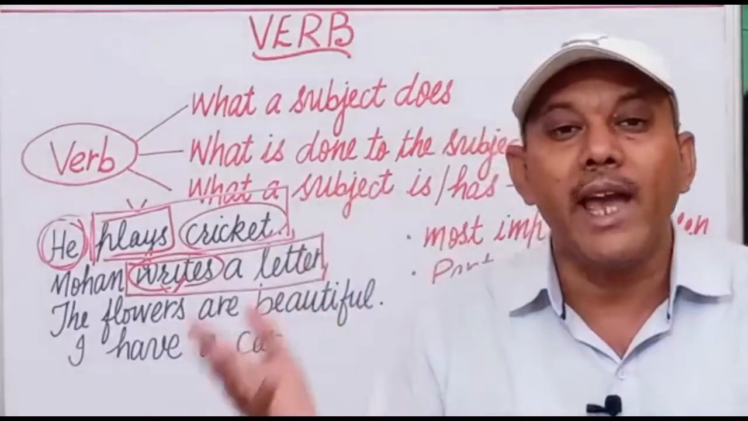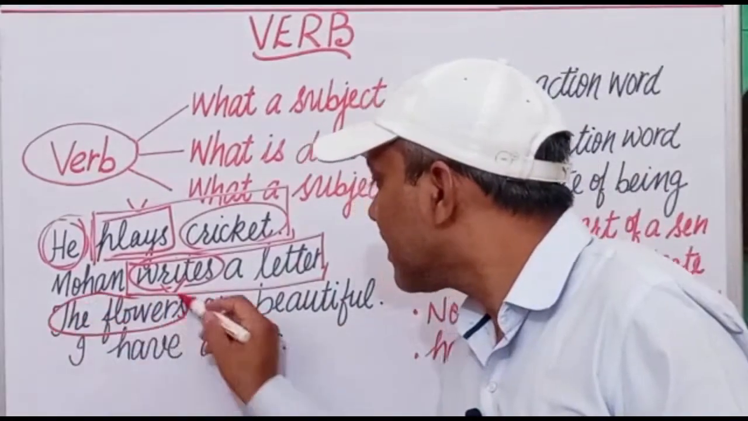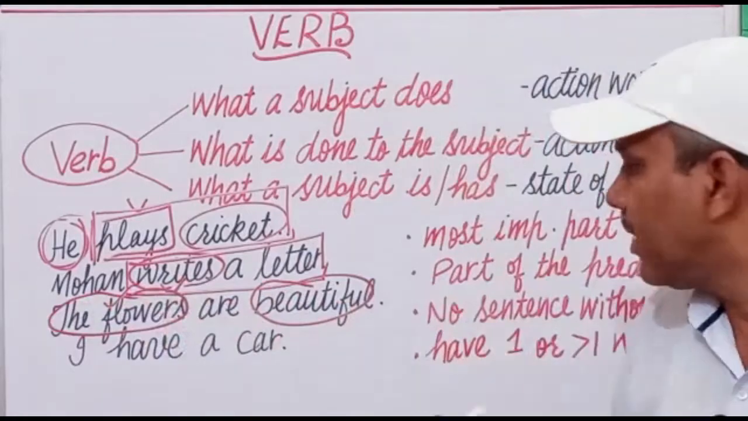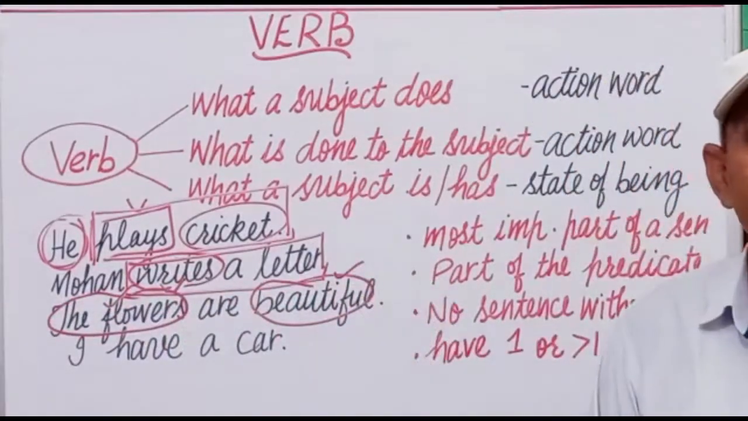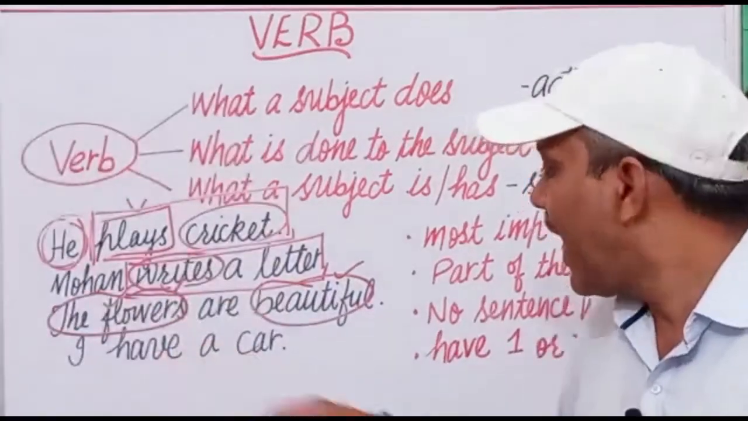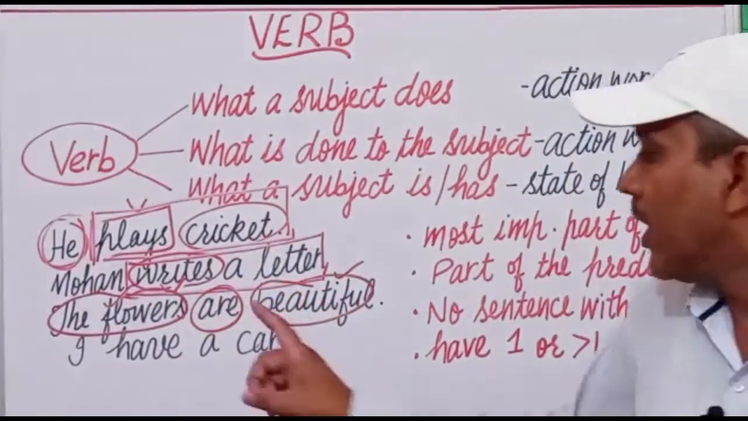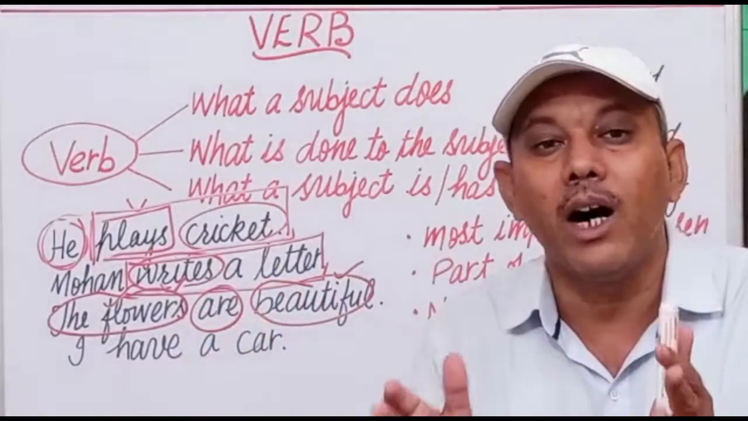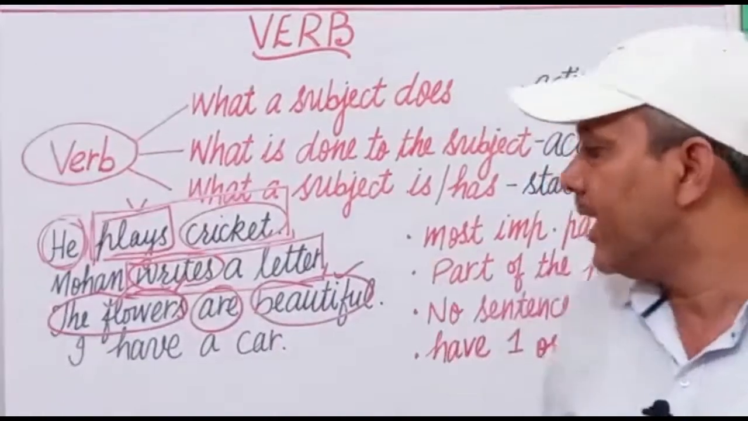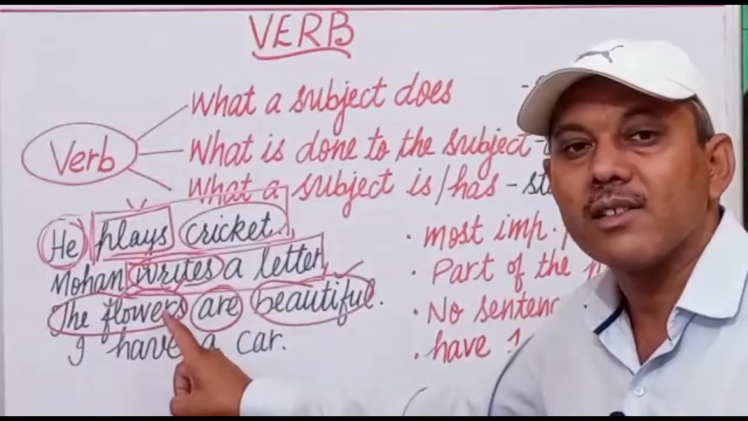Third, the flowers are beautiful. Although there is no action, the subject flowers are beautiful. Flowers are the subject. Beautiful is an adjective which tells something about the flowers. And what is the state of being? Are. Are is a verb here. It is playing the role of a verb in this sentence. It tells us about the state of being of flowers.